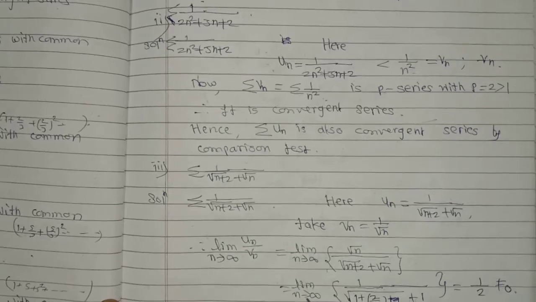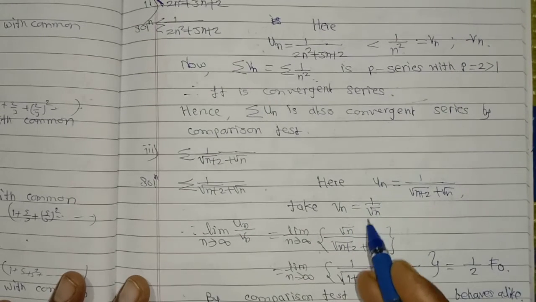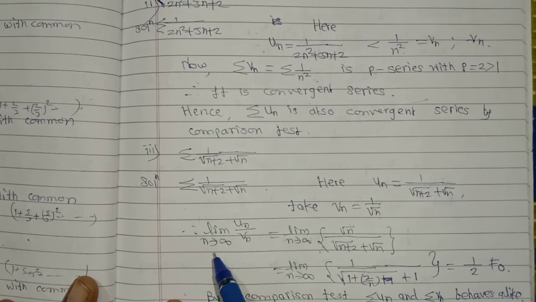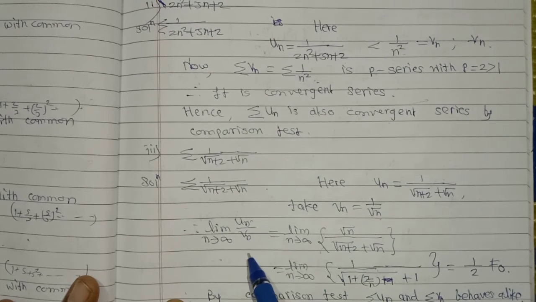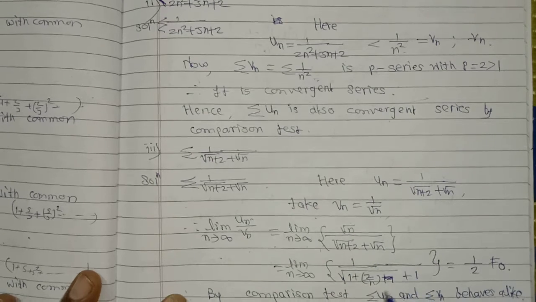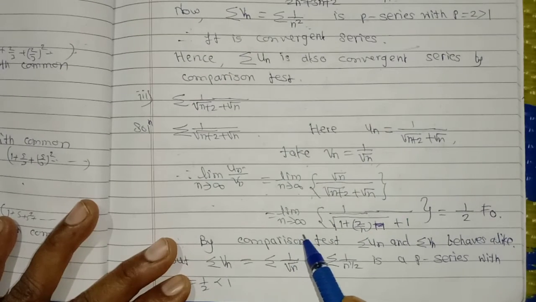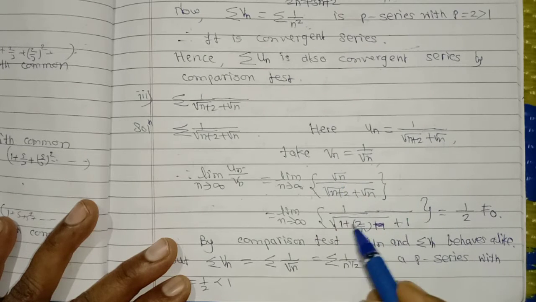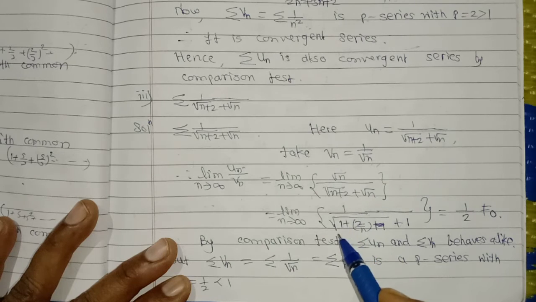Hence, limit n tends to infinity Un upon Vn equal to limit n tends to infinity of, in bracket, root of n upon root of n plus 2 plus root of n, equal to limit n tends to infinity, in bracket, root n taking common cancels, so we get 1 upon root of 1 plus 2 by n plus 1, and the limit is equal to half, which is not equal to 0.